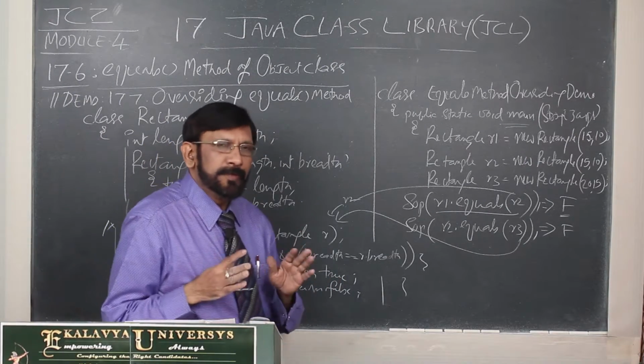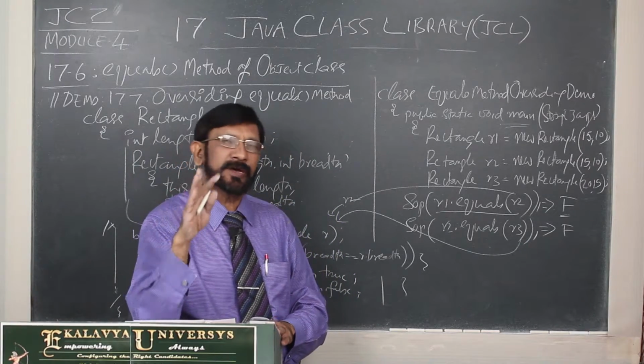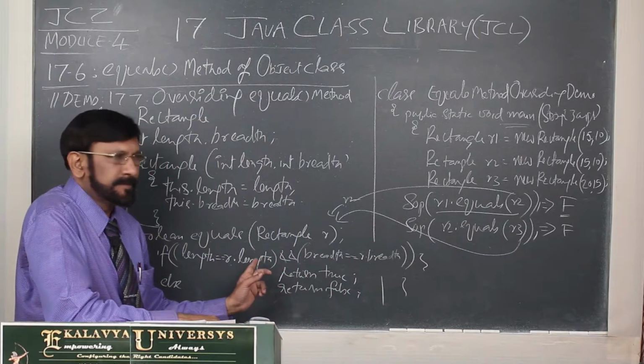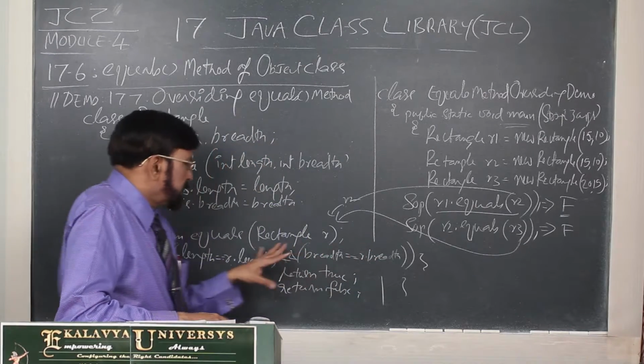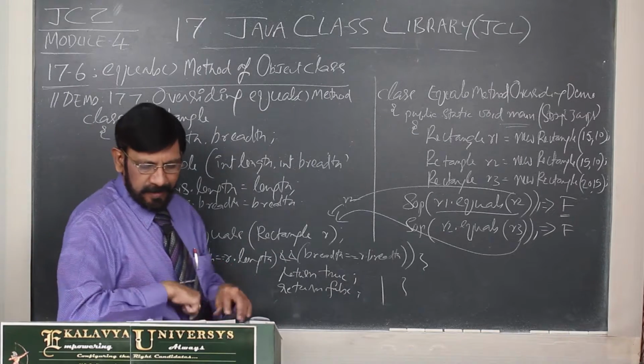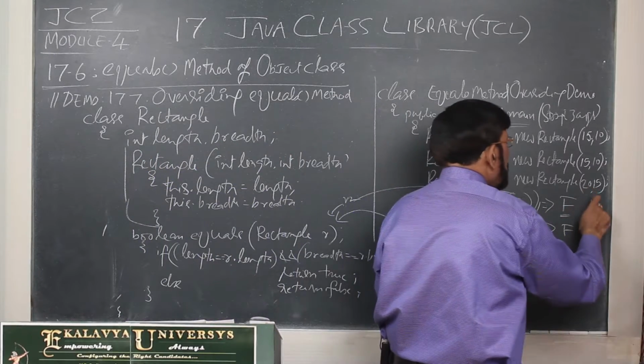So, if we have to check the equality of the contents of non-string objects, you must override it like this. Then what would be the result? Once you activate it, then what is the result? The result should be true, true.